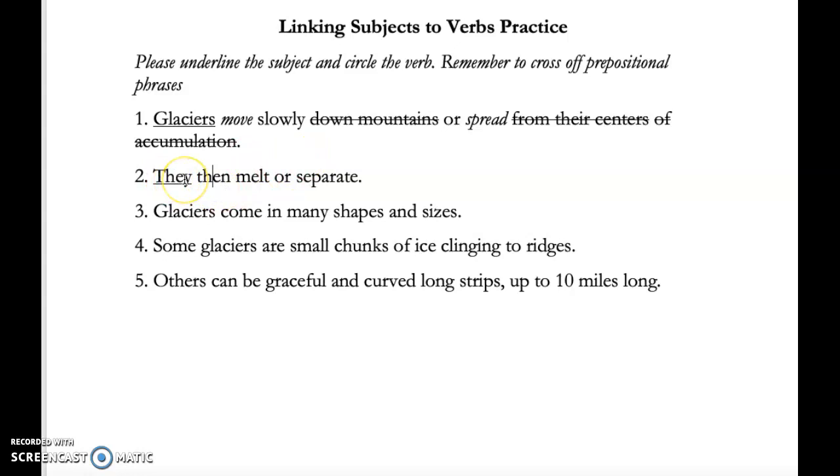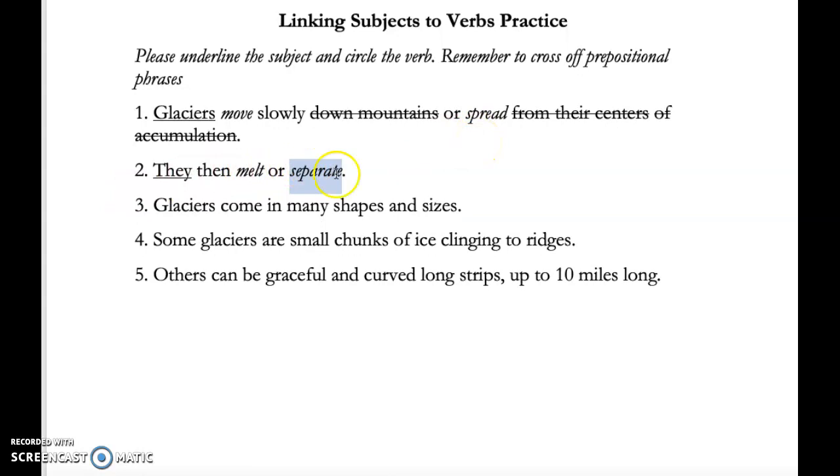They, and remember a pronoun stands in for a subject, so if this were all part of the same essay, they would refer to the subject of the previous sentence, glaciers. What do they do? They melt, and since I see or, I know I need to keep going, or separate. I can double check by just reading the subject verb pairs. They melt or separate. Makes sense, so I'm okay.